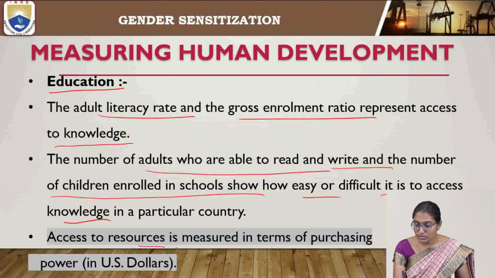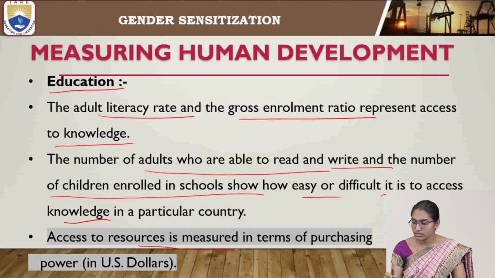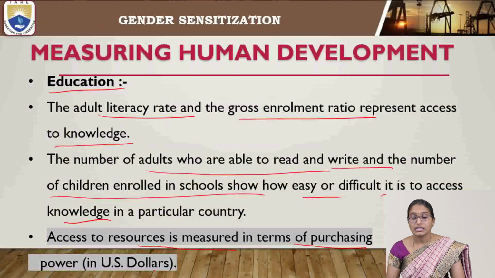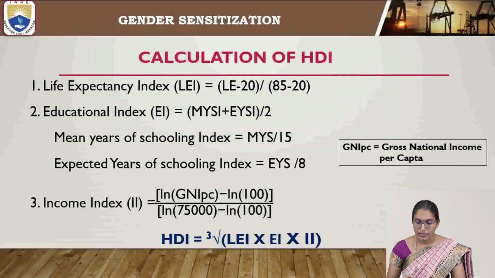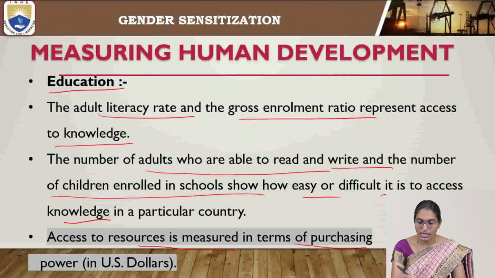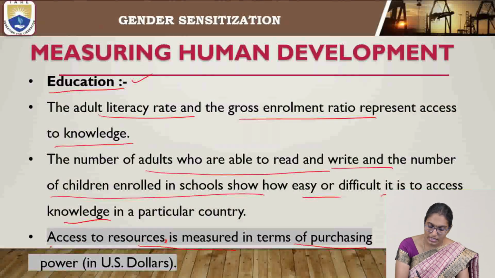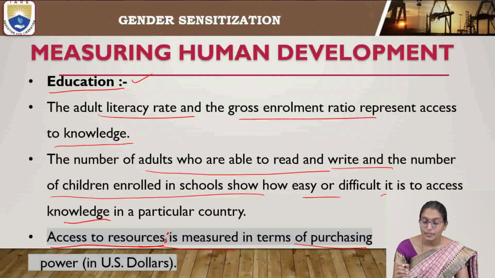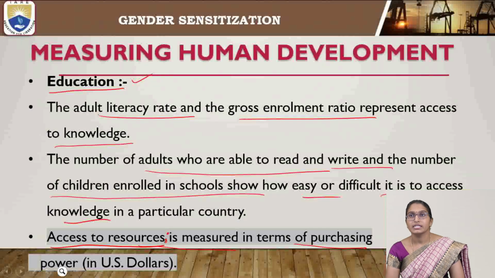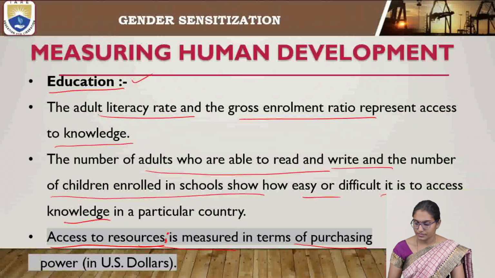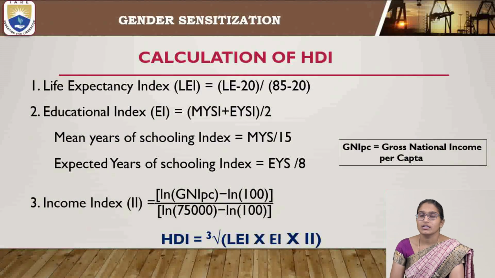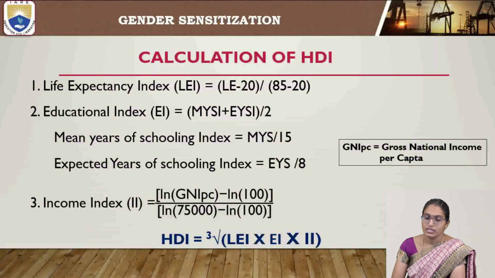So access to the resources is measured in terms of purchasing power. So in terms of resources we can see how much amount you are purchasing. So these are the three: life expectancy, education, and this is access to the resources. So these are the three key factors based on which the human development index is calculated. So let us go for the calculation of HDI.